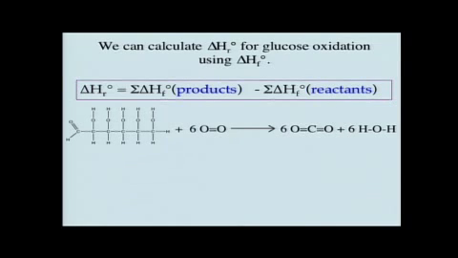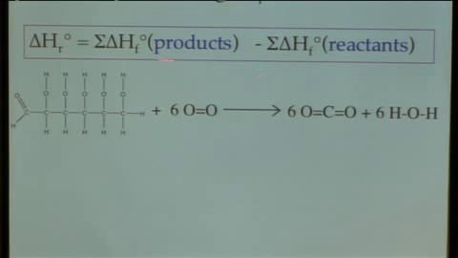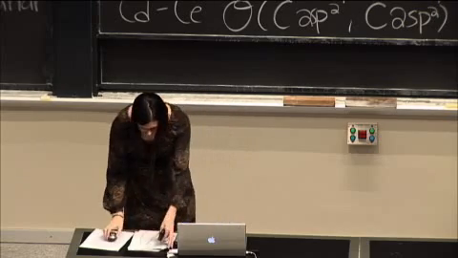So if we're going to calculate the delta H for the reaction for the oxidation of glucose, or actually for any reaction at all, what we want to do is take the delta H of formation of the products and subtract from that the delta H of formation of the reactants. So let's go ahead and do that.